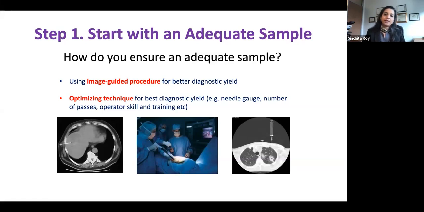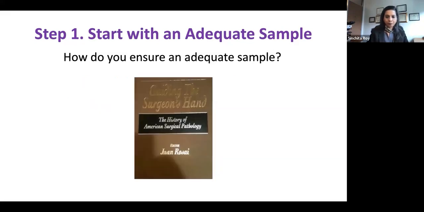And of course, optimizing the technique for the best diagnostic yield, whether that's looking at what needle gauge you want to use, the number of passes, the number of core biopsies, whether you're going to do concurrent procedures, all of that plays a role in ensuring you get a good sample. And of course, the skill and the expertise of whoever's doing the procedure plays a huge role.